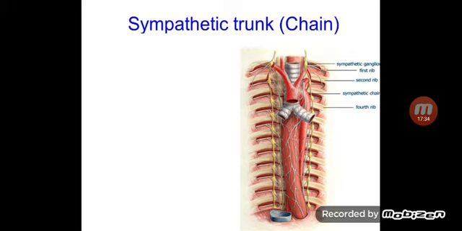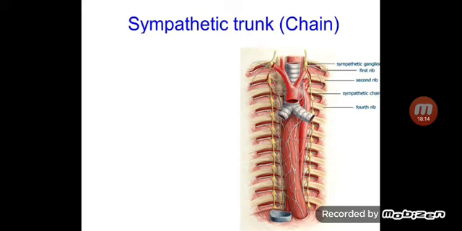The sympathetic trunk in the thoracic region is continuous above with the cervical part of the sympathetic trunk, and below with the lumbar part. We have cervical, thoracic, lumbar, and sacral parts of the sympathetic trunk. It is the most laterally placed structure in the mediastinum, and it runs on the heads of the ribs, lateral and posterior.